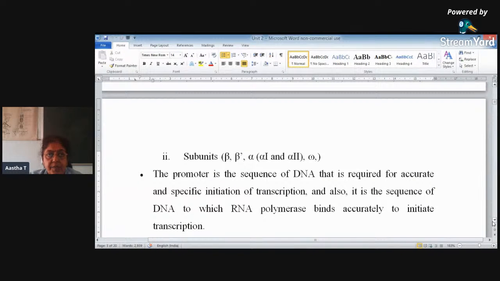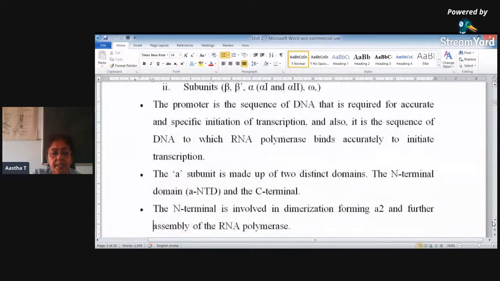सो प्रमोटर शिवाय ट्रान्सक्रिप्शनची प्रोसेस इनिशिएट होऊ शकणार नाही. आणि आर एन ए पॉलिमरेज जोपर्यंत प्रमोटरला बाइंड होत नाही तोपर्यंत ती ट्रान्सक्रिप्शनची प्रोसेस इनिशिएट होणार नाही. So promoter is the sequence of DNA which is actually involved in the initiation of transcription. So it is the sequence present on the DNA where RNA polymerase binds accurately and starts the process of transcription.